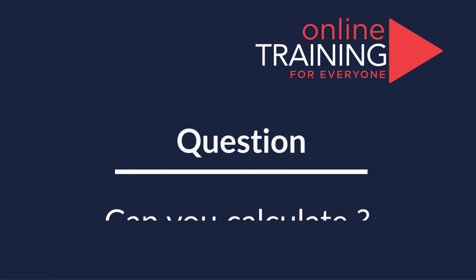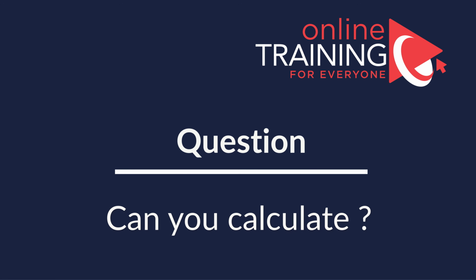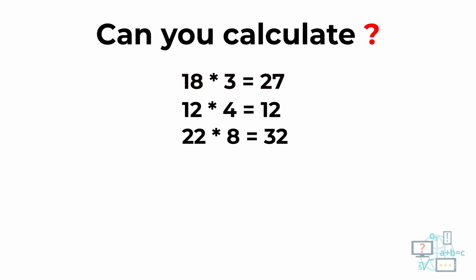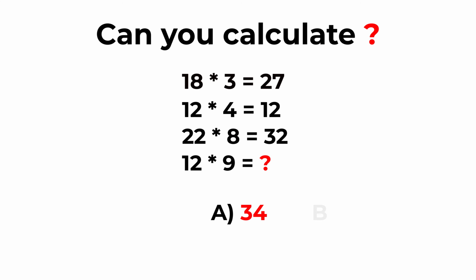Here's an interesting problem from the real test. You're presented with 3 full expressions. 18 by 3 equals 27. 12 by 4 equals 12. 22 multiplied by 8 equals 32. And you need to calculate the missing number in the expression 12 multiplied by 9. You have 4 different choices. Choice A, 34. Choice B, 36. Choice C, 38. And choice D, 40.